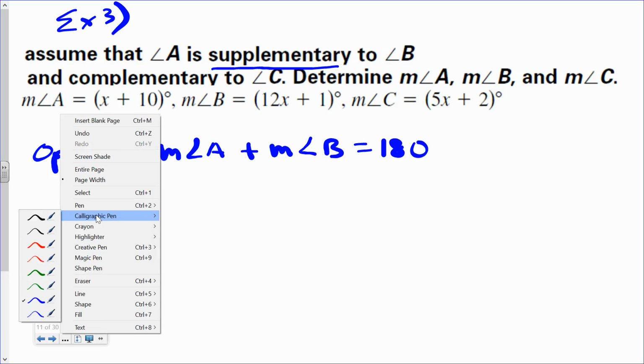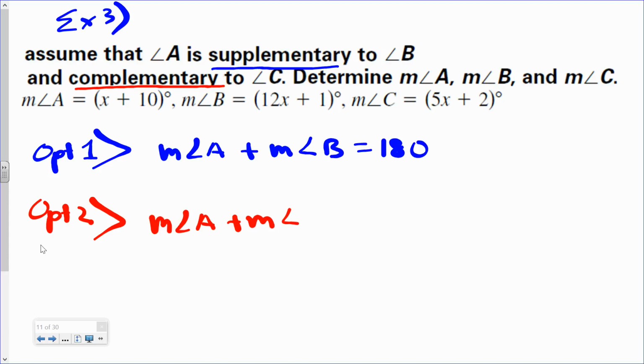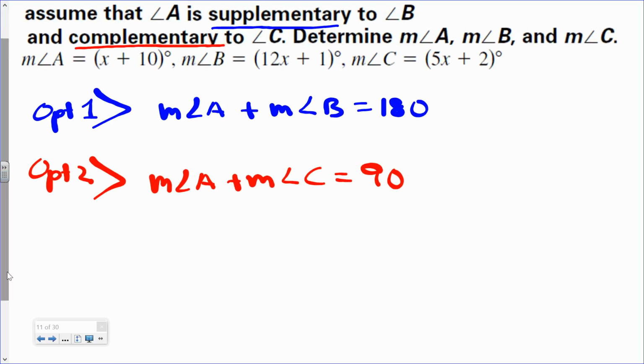Well, let me give you another option. Option 2 has to do with complementary. So I'll put option 2. The measure of angle A plus the measure of angle C is 90. Either one of these equations will enable you to solve for x. You take the one you want. It doesn't matter. Okay? I'm going to go with the red for now, option 2. You could go with the blue. Knock yourself out. Doesn't matter.